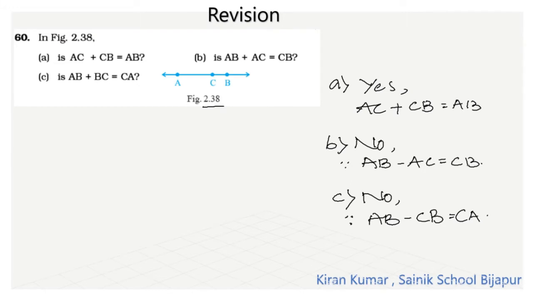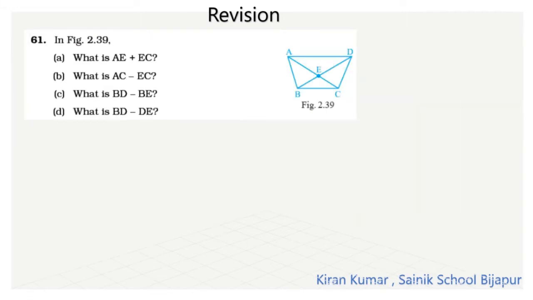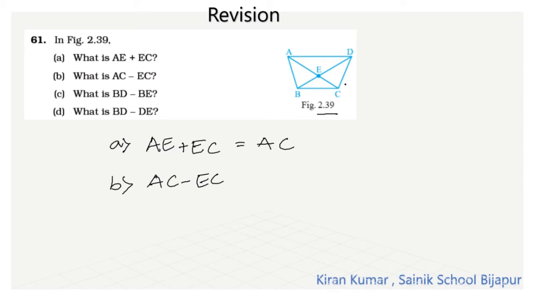Let's do the next question. Question 61. In the figure 2.39, we need to check what is the value of AC minus AE, AE plus EC, AC minus EC, BD minus BE, and BD minus DE. The sum of AE added to EC will be equal to the line segment AC. AC minus EC will be equal to AE.